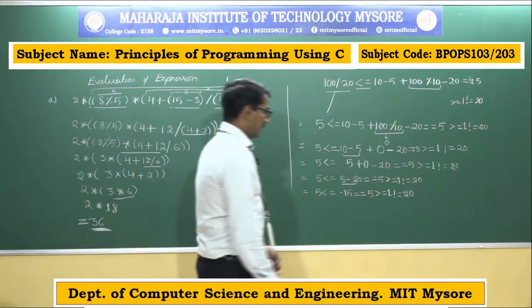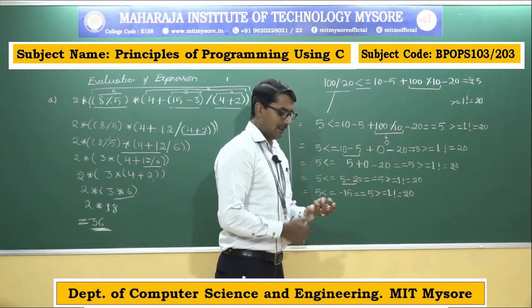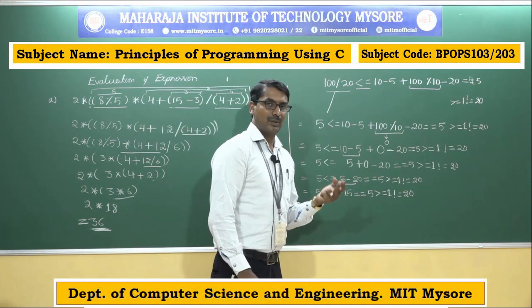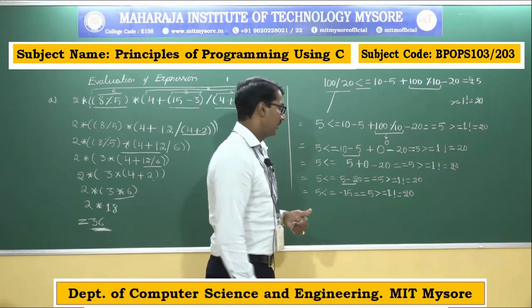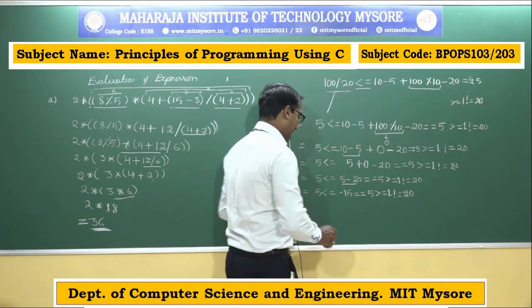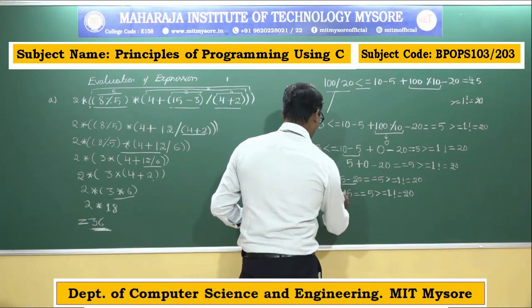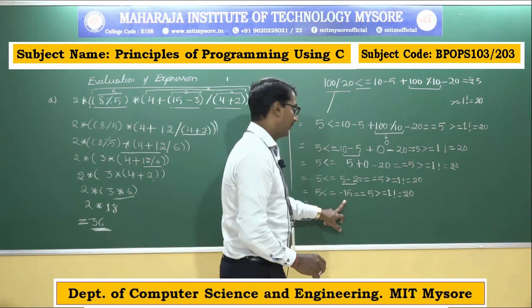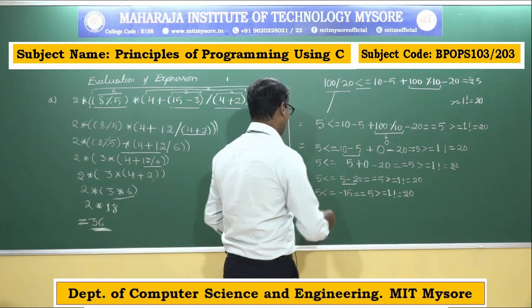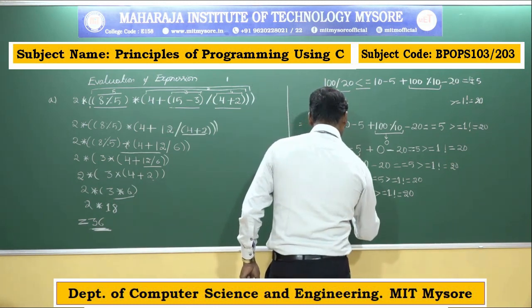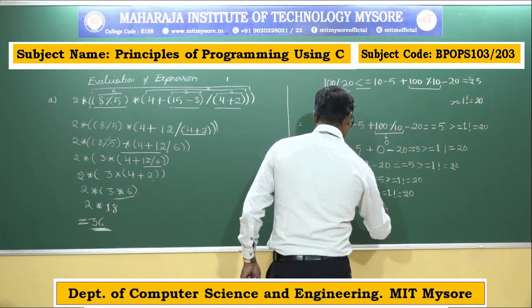In the relational expression, first preference is for less than, greater than, less than or equal to, greater than or equal to, then equal to, not equal to. Less than or equal and greater than or equal have the same precedence. So first it will evaluate 5 <= minus 15. Minus 15 is lesser than 5, so this condition is false, and it will assign 0. Now it is 0 == 5 >= 1 != 20.